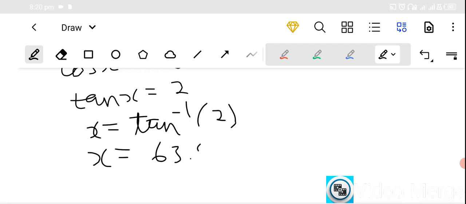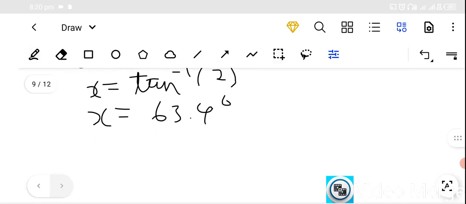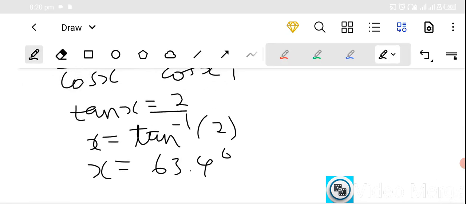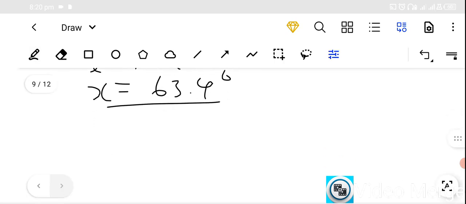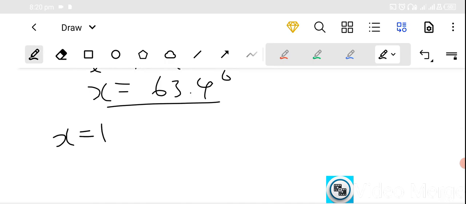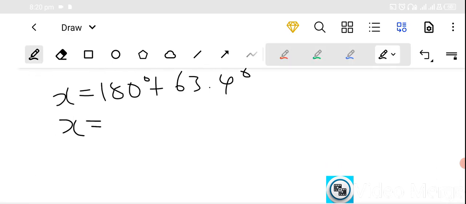63.4 degrees. This is your first solution, and since here we had a positive, it means we are going to consider this solution, so it will be part of the solutions. And then we also have in the third quadrant x is equal to 180 degrees plus 63.4 degrees, and if you add that nicely, you're going to have x being equal to 243.4 degrees, and this is our second solution.